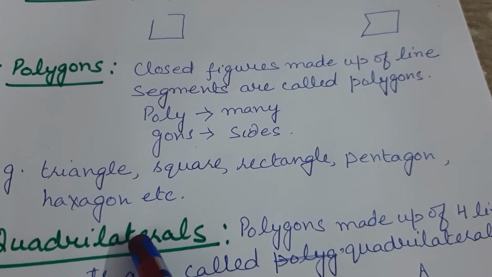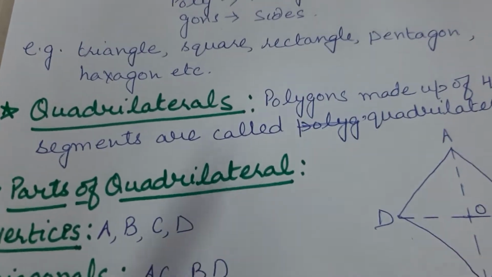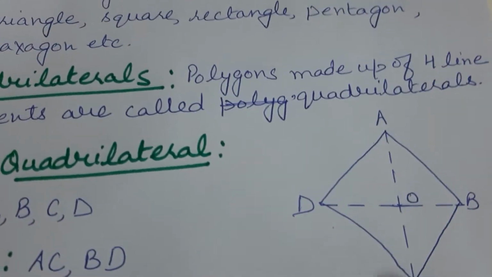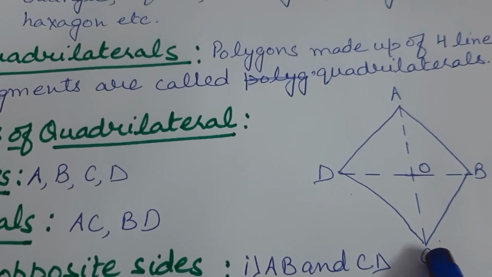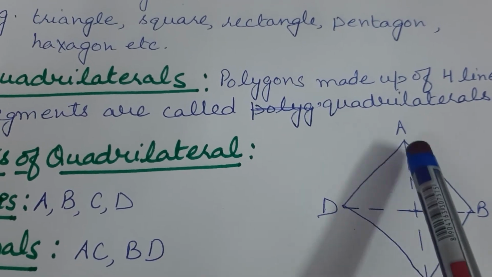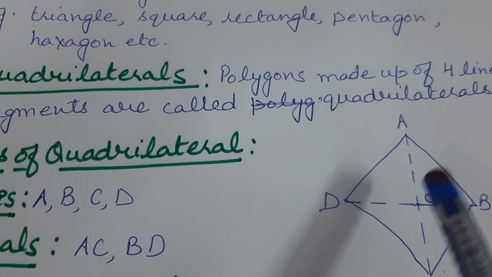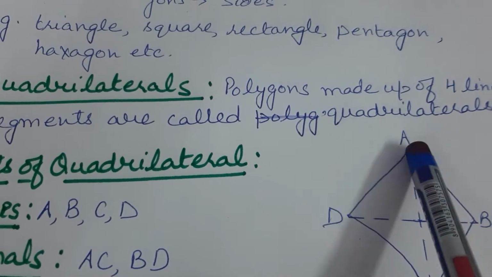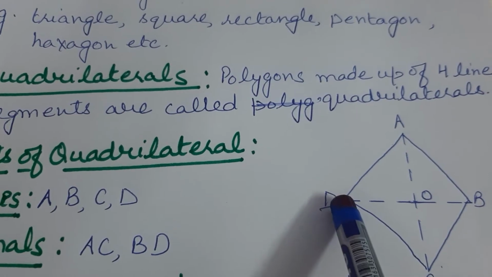Now today we will discuss the parts of a quadrilateral. Okay, so I have taken here any quadrilateral. So first of all you should know how to name the figure. We always name the figure in alphabetical manner and in clockwise direction. Like if I have written here A, B, C, D. Okay, it is in clockwise.